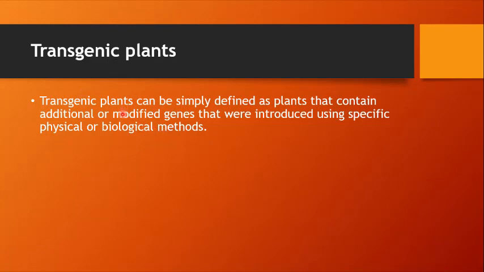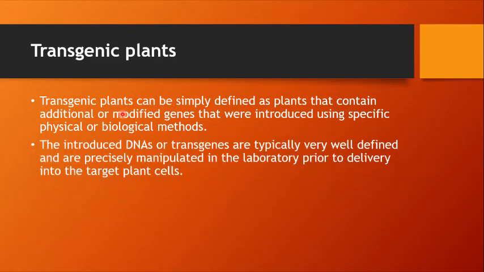So what are transgenic plants? Transgenic plants are all those plants which contain additional genes, new genes from another species, or in which an already present gene is modified. Introduced DNAs or transgenes are typically very well defined and are precisely manipulated in the laboratory prior to delivery into the target plant cell. It is not the case that we will simply isolate a gene from a donor plant or donor cell and then insert that gene into another plant. This is not the case.